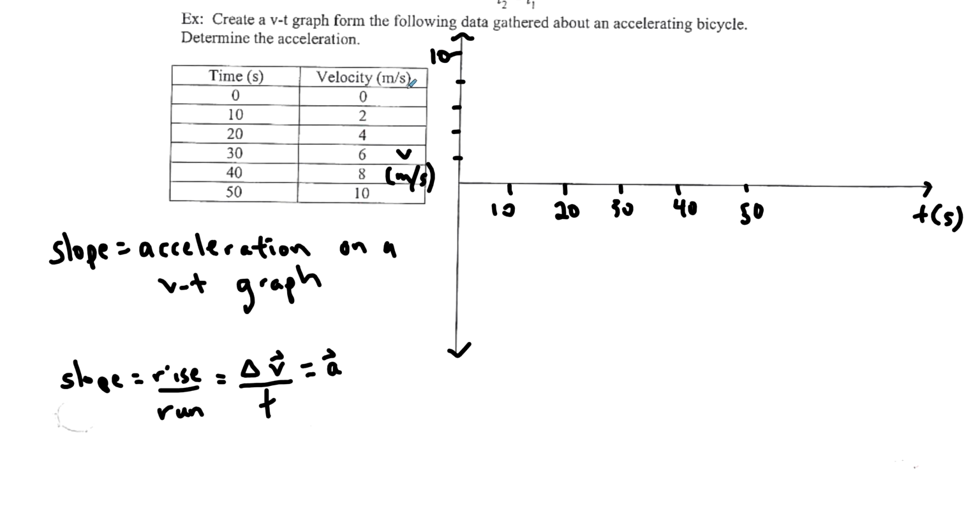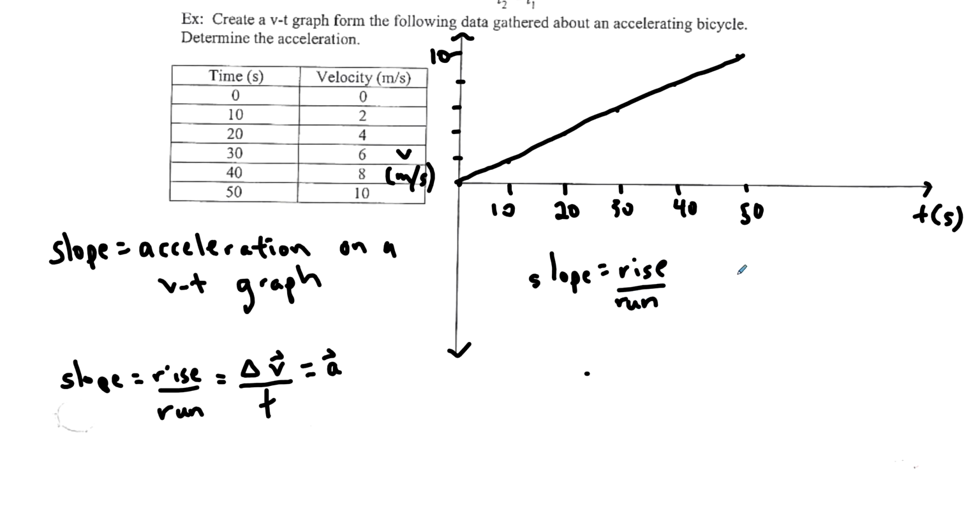Okay, so let's plot those in. At time 0, I'm at velocity 0. At time 10, I'm at 2; 20, 4; 30, 6; 40, 8; and 50, 10. Okay, so you get this nice constant positive slope there. Okay, so if I calculate that slope, I would be calculating the rise over the run.